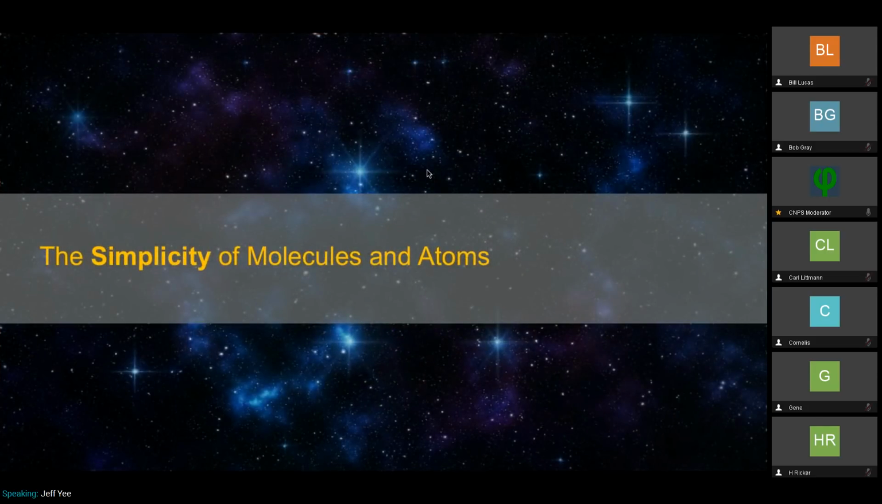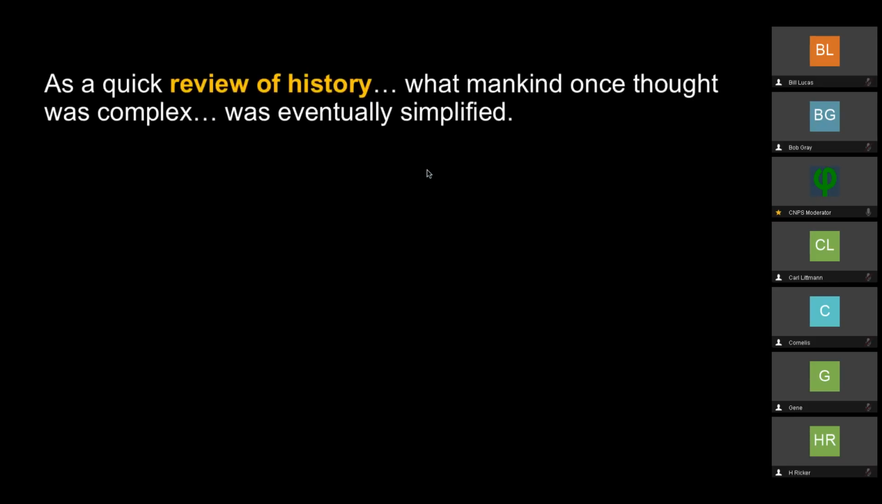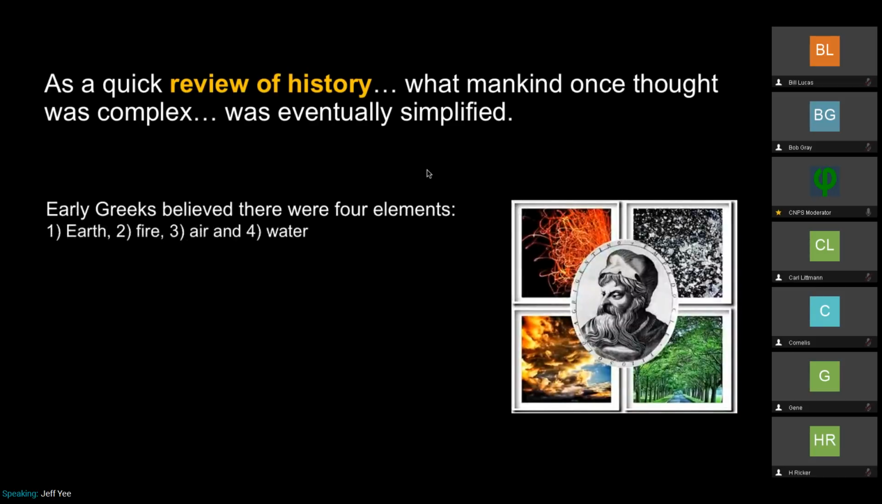You should see a slide titled The Simplicity of Molecules and Atoms. My talk is on the simplicity of subatomic particles. But before I get into the work that I've done, I just want to spend a few minutes reviewing what I think most people here already know, but you'll see why I review this particular topic as I get into my work in a few minutes. So let's just quickly review history. What mankind once thought was complex was eventually simplified in terms of molecules and atoms.